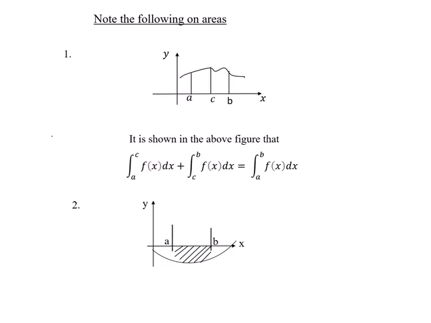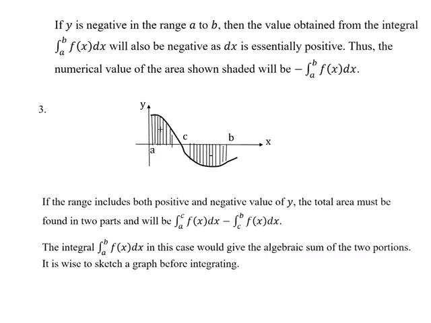So we look into another one, which is number 2 diagram. Looking at this one, you see the shaded portion, the curve fell on where? The negative side of y, the negative side of y. So if y is negative in the range a to b, then the value obtained from the integral f of x dx will also be negative, as the x is essentially what?